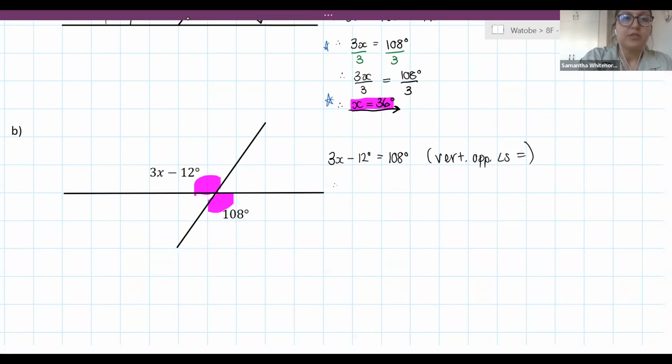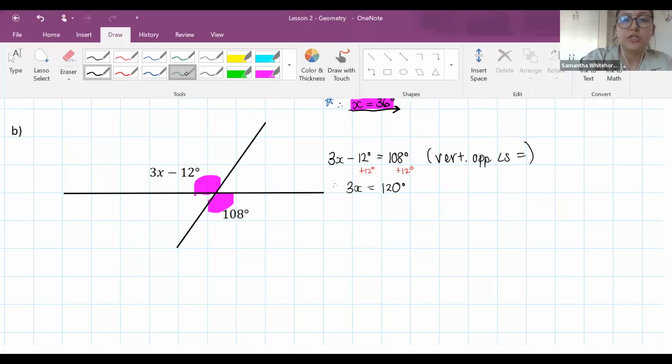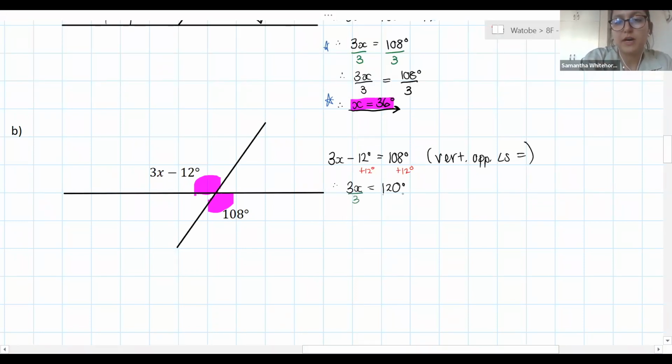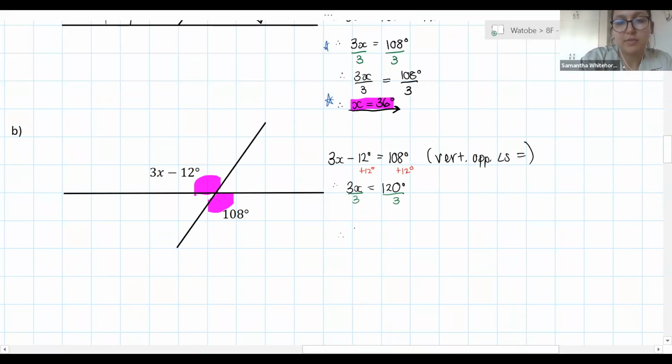So the first thing I'm going to do is add 12 on both sides using those inverse operations, because this is an equation. So we solve like a normal equation, and we get 3x is equal to 120 degrees. And then very similarly to the first question, we want x alone. So we're going to divide both sides by 3. And someone quickly pop it in the chat for me. What is 120 divided by 3? Excellent. So x is equal to 40 degrees.